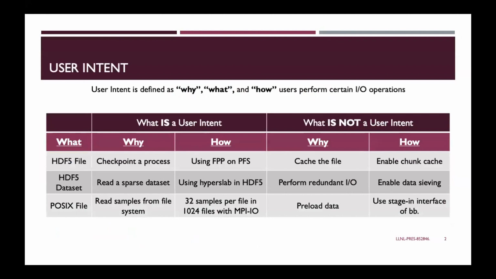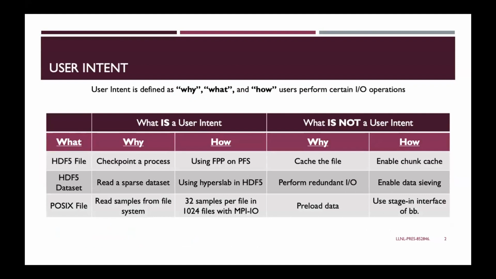So let's talk a little bit about user intent. What I've seen while talking to people, systems as well as applications, is that everyone understands user intent, but no one defines it, and it's very implicit in nature. If we want to talk about exactly what it is, it has three words: why, what, and how a user performs certain AI operations.